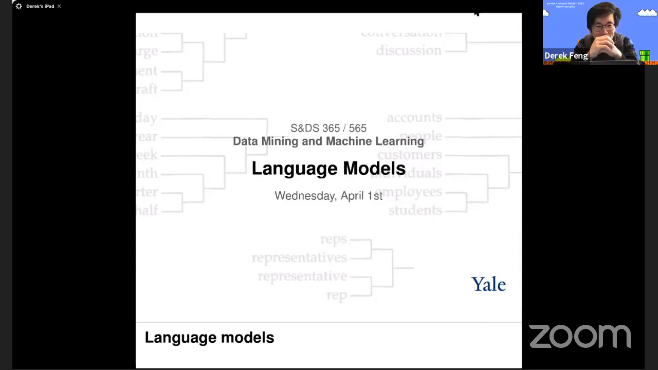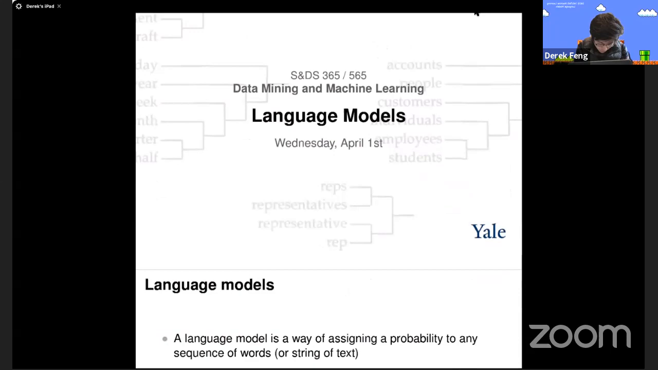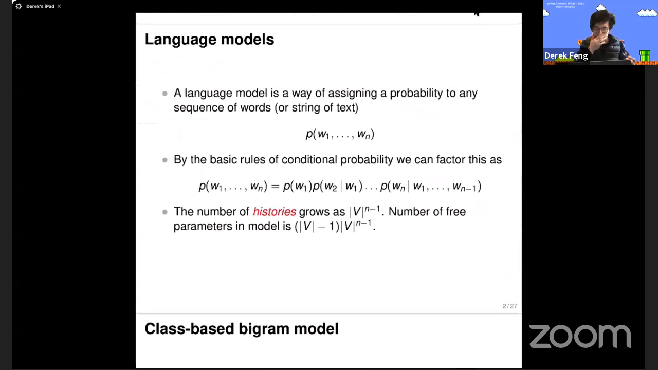all right. So today we're going to finish off language models. Just to recap, I'm sure everyone's been thinking a lot about topic models. These are obviously very different. A language model ultimately is a way to assign likelihoods to sequences of words, right?